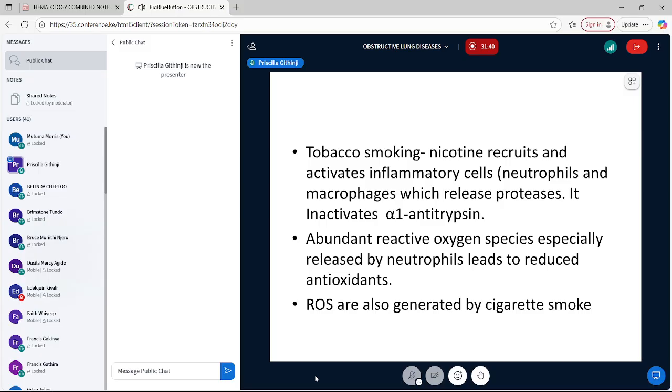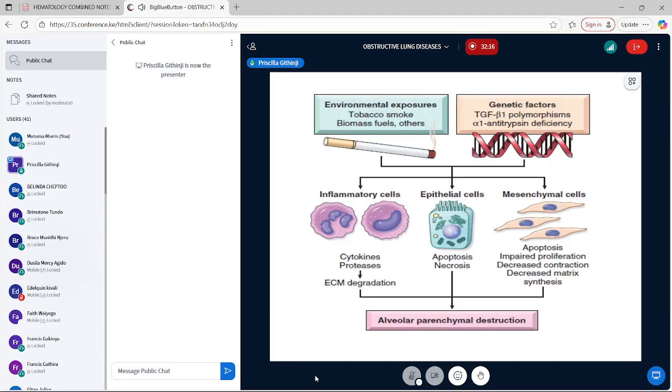Also, with the combustion effect of tobacco, you have a generation of reactive oxygen species. And you also have neutrophils that are being recruited because you're causing cell injury, and these will release reactive oxygen species, and you'll have excess oxidants. Your reactive oxygen species are your oxidants, and they will overwhelm your antioxidants, and you end up having more lung damage.